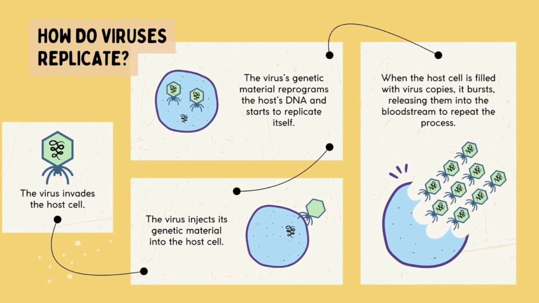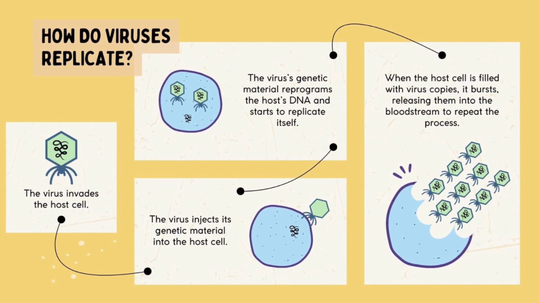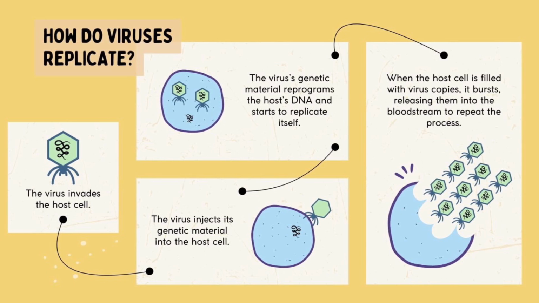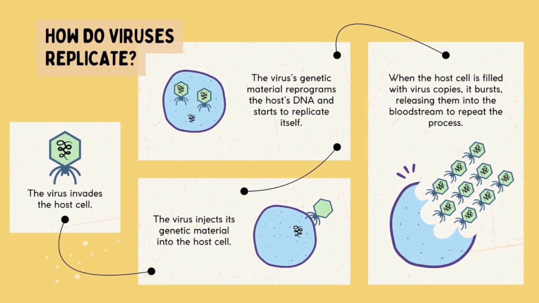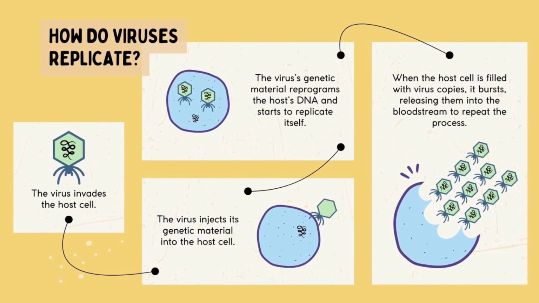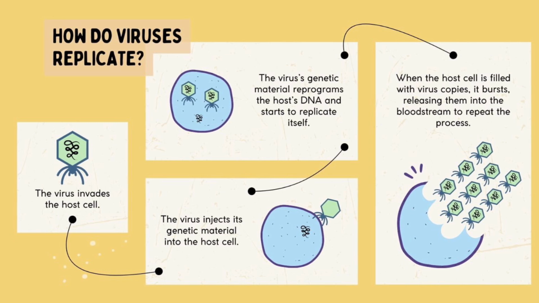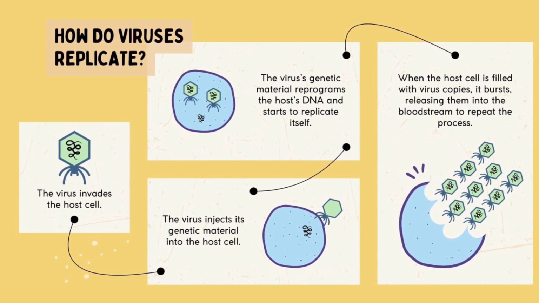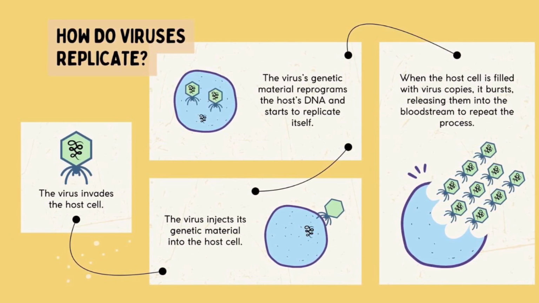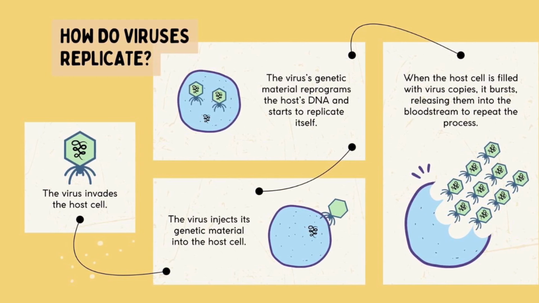How viruses replicate. The virus invades the host cell. The virus injects its genetic material into the host cell. The virus's genetic material reprograms the host's DNA and starts to replicate itself. When the host cell is filled with virus copies, it bursts, releasing them into the bloodstream to repeat the process.